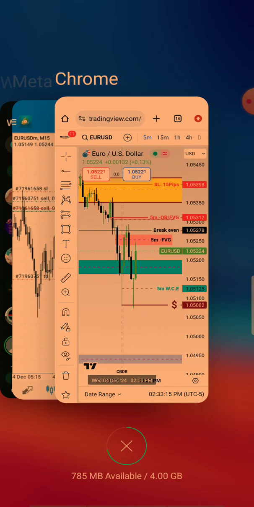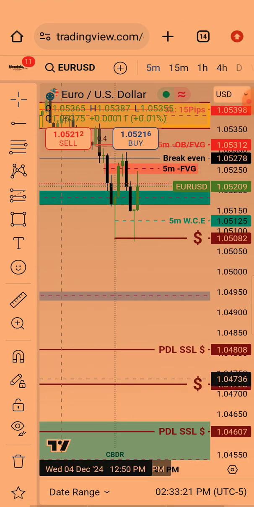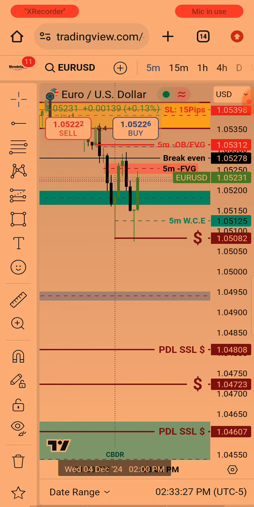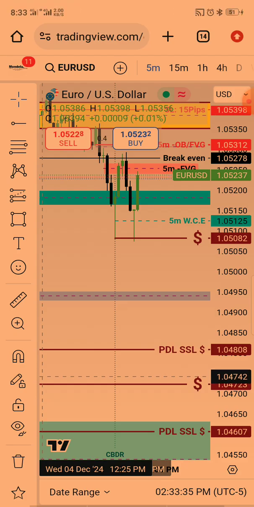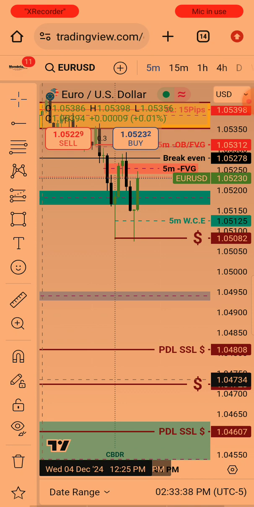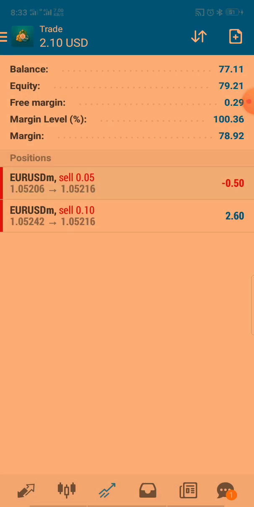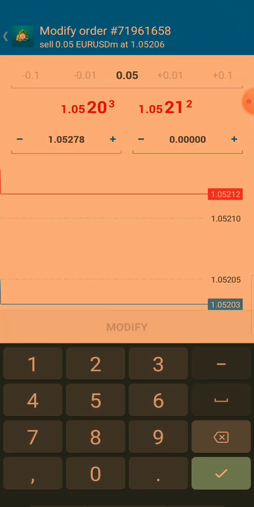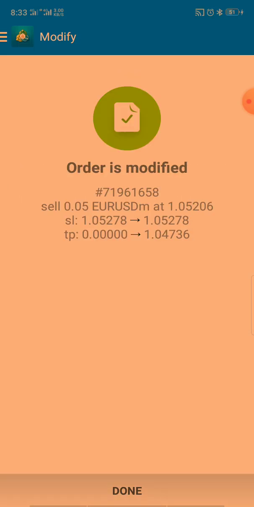So now, where will I put my second TP? Let me put it here, like where I said before, this place here. 1.04736, right? Let me put 1.04736. So that's my second TP.